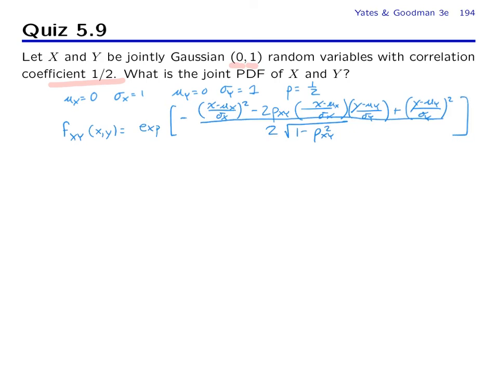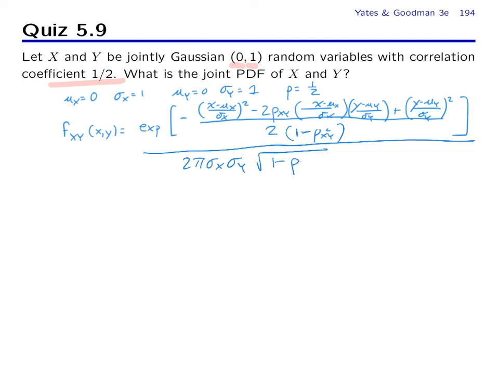And here, I'll admit, in fact, I cheated because I went back and looked at the formula just to make sure I was doing it right. And it reminded me that this square root shouldn't be here. So continuing, this is all over 2 pi sigma x sigma y square root of 1 minus rho xy squared.